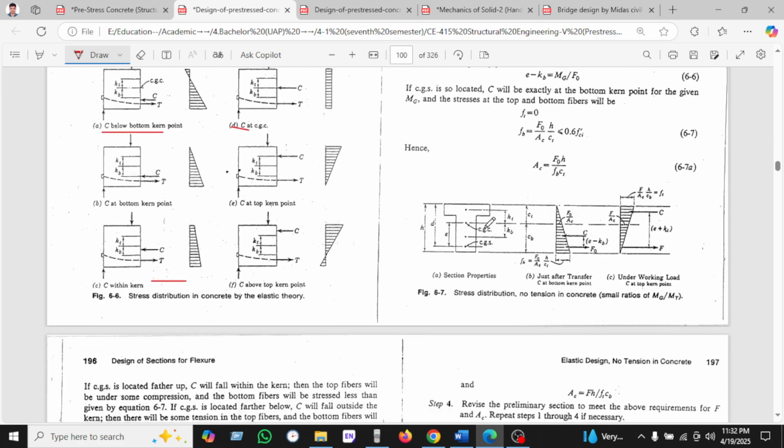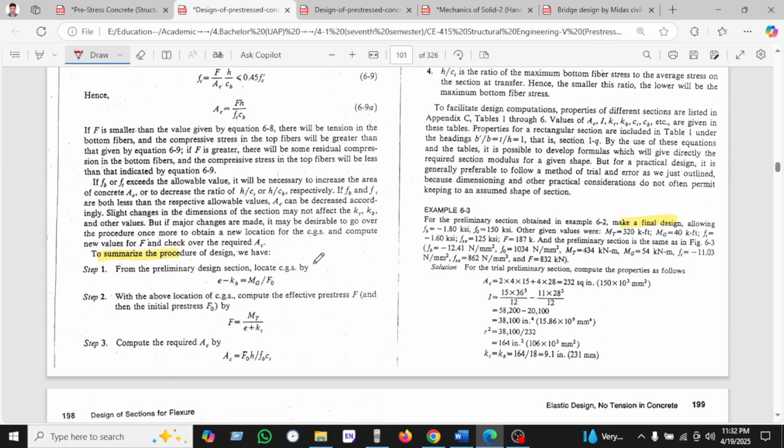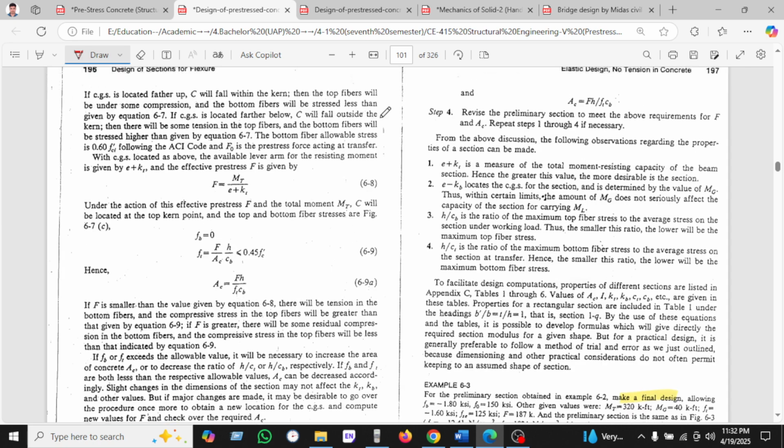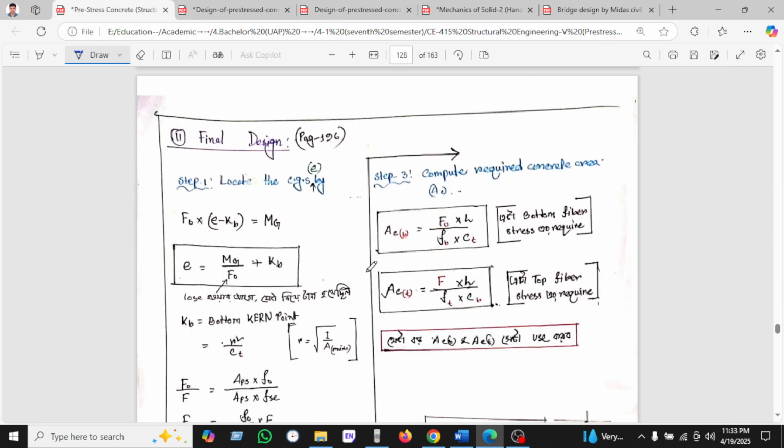Okay, so you can see this is the stress distribution of no tension in concrete, with the smaller ratio being moment of girder divided by total moment. The section properties have been seen here, and after the transformation C, the bottom current we have seen here, and under the working load K is given here. Okay, so let's see an example. Then this is the final design as we've seen.